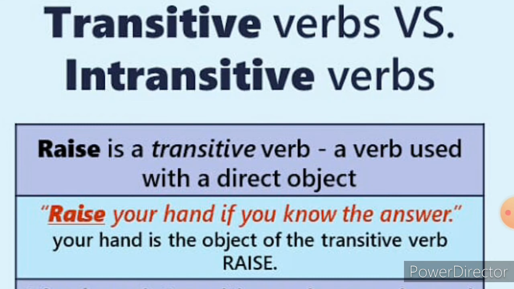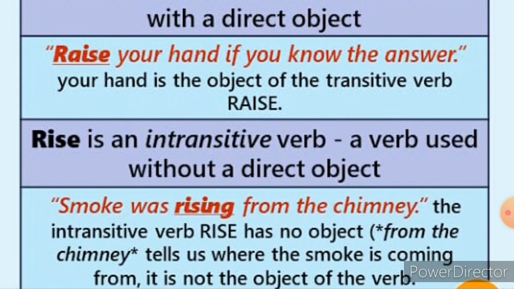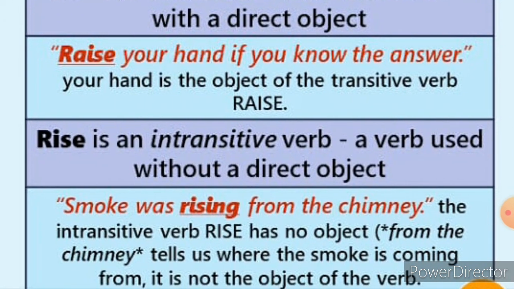Raise your hand. Here your hand is the object. What is the object in the sentence? Hand is the object. So this is known as transitive verb. A verb that needs an object to make complete sense is called transitive. That is a transitive verb. The next one is the intransitive verb.